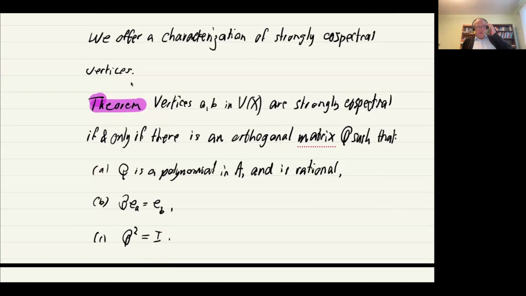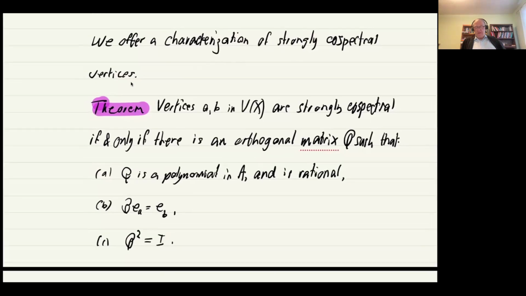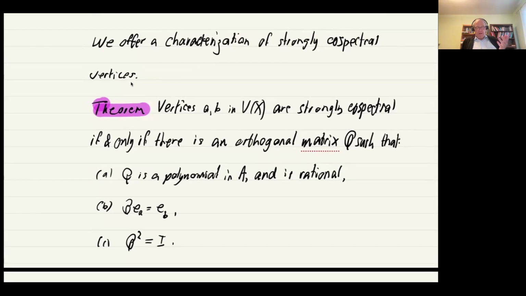So, you know, well, who knows about polynomial A? If a matrix has only simple eigenvalues, then anything which commutes with it is a polynomial in that matrix, but that's another story. But the point is, it's rational. Well, permutation matrices are rational. It's sending A to B, that's what permutations do. And the square is identity.